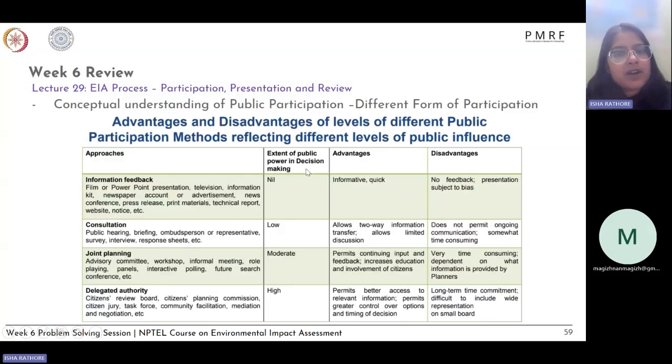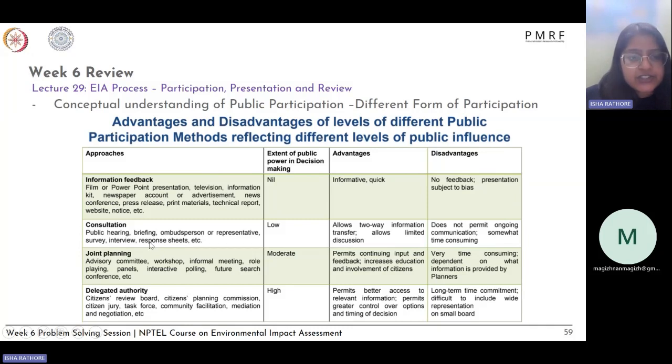So the extent of public power in decision making is nothing. The advantage is that it is a quick, informative process. The stakeholders are made aware about the kind of project which is going to be developed. But the disadvantages are that there's no feedback route back to the developer, and the presentation is subject to bias. Whatever opinions these people have are never reflected or directed back towards the project developer. So that's the first approach, information feedback.